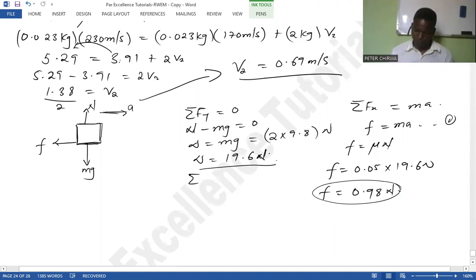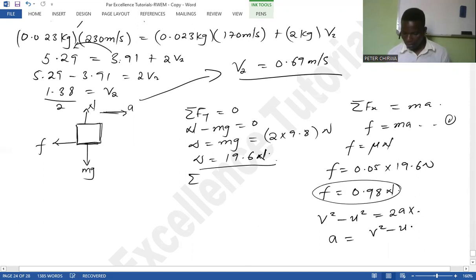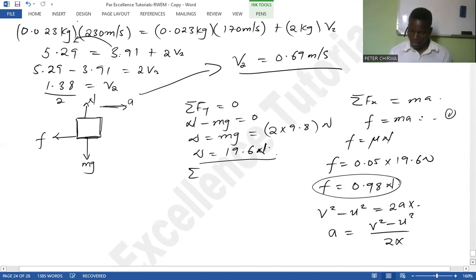This friction force is the one that is causing motion in x. Now remember that under kinematics we have this formula, v squared minus u squared equals 2ax. Remember this formula? So the acceleration is given by that. We substitute this formula into this equation of force.